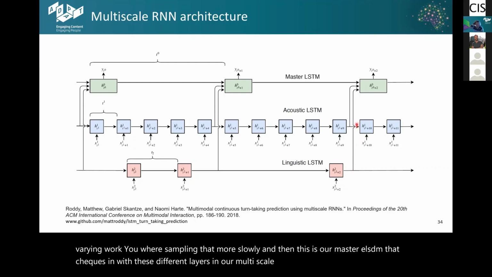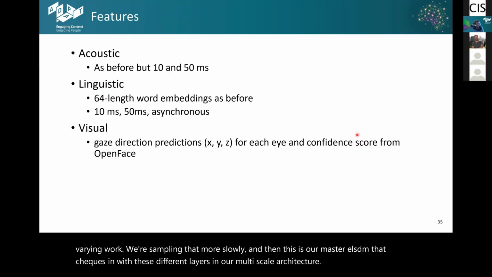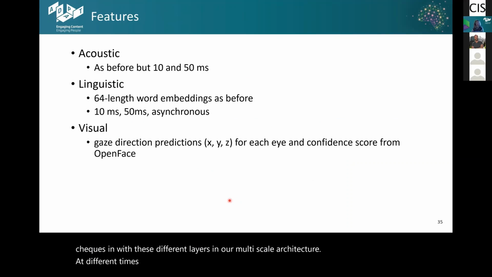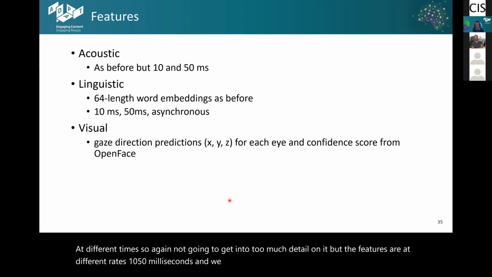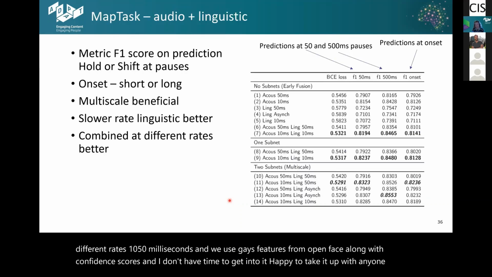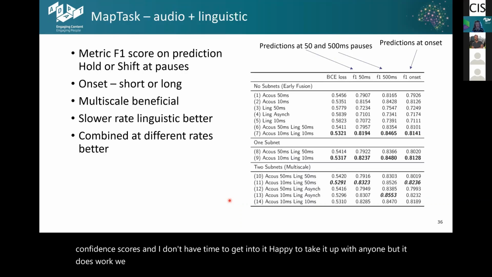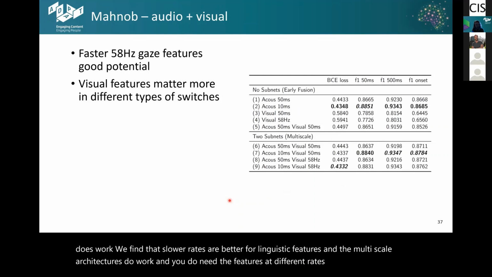So again, not going to get into too much detail on it, but the features are at different rates, 10, 50 milliseconds, and we use gaze features from OpenFace along with confidence scores. And I don't have time to get into it, happy to take it up with anyone, but it does work. We find that slower rates are better for linguistic features, and the multi-scale architectures do work, and you do need the features at different rates for this to work. And equally, the visual features we found matter more on different turns. And again, the different rates of performance were important.